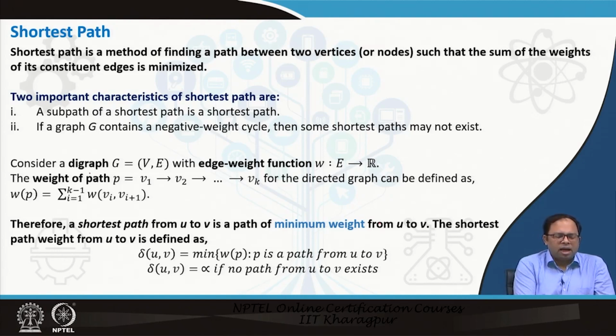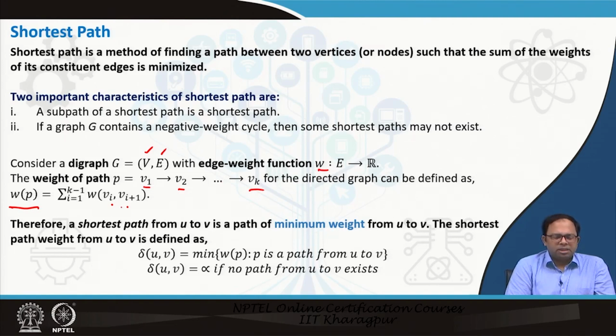So, consider a graph where G is equal to (V, E). V is the vertices and E the edges, and the edge weight function is W. The weight of a path P, which includes vertices V1, V2 up to Vk, for a directed graph can be defined as the weight of P equal to the summation for i equal to 1 to k minus 1 of W(Vi, Vi+1), and so on. So, in this way we will determine the weight of a path.